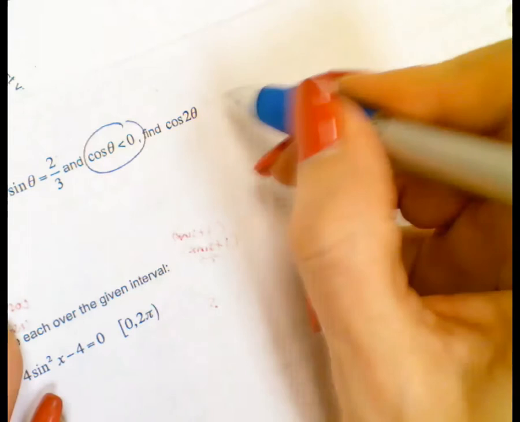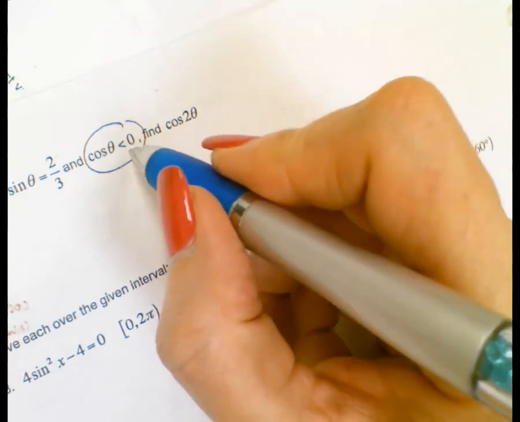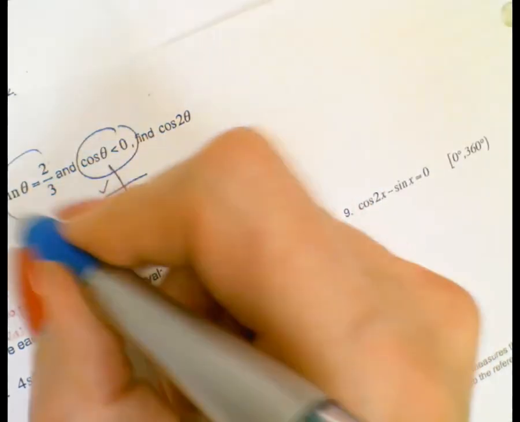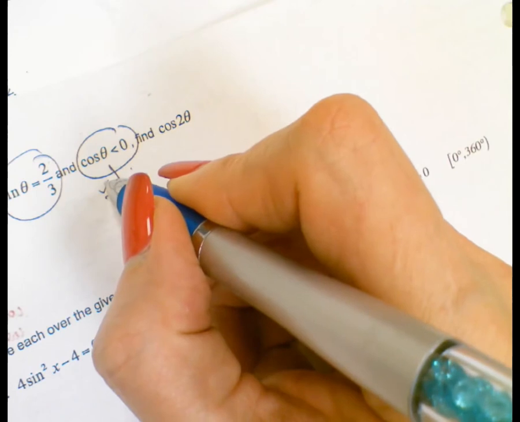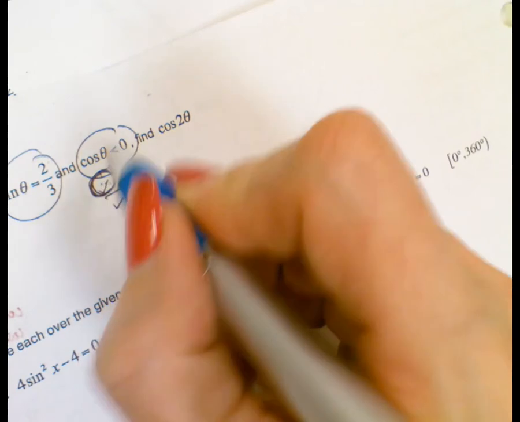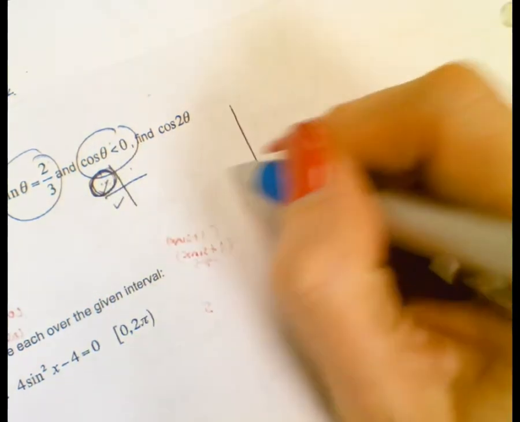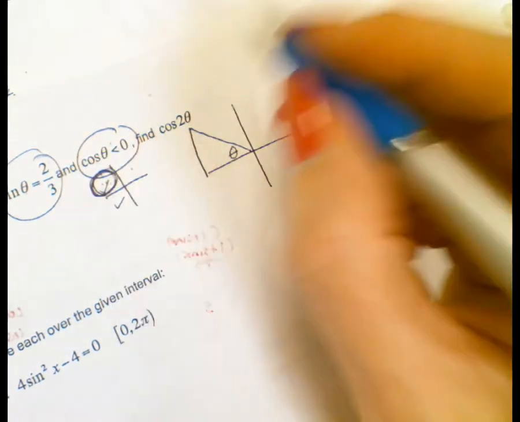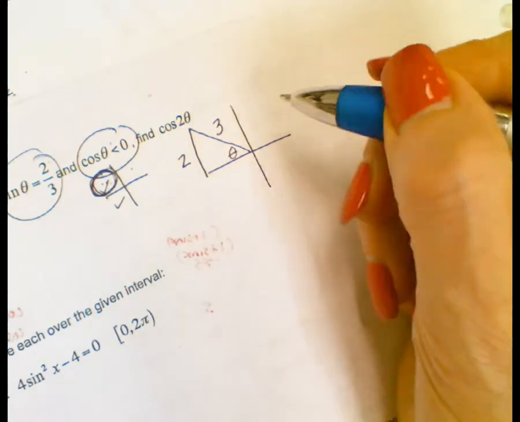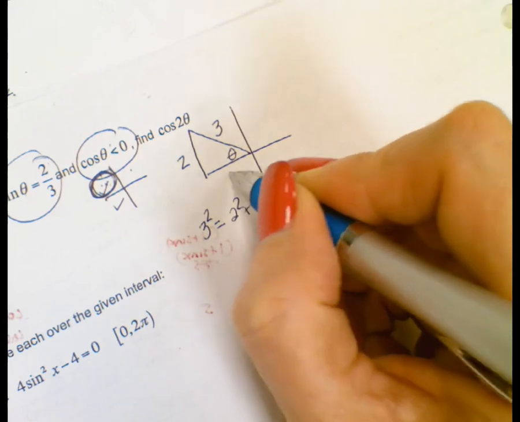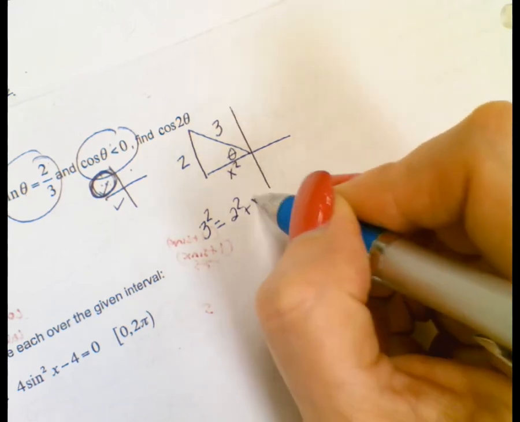All right. Given sine is 2/3, cosine is negative here and here, and sine is positive here and here. The quadrant that is both of these is the second quadrant. So in the second quadrant, sine is positive and cosine is negative. We need to draw a triangle in the second quadrant. Sine is 2/3, so that's opposite over hypotenuse. If you do your Pythagorean theorem, 3 squared, the hypotenuse, equals 2 squared plus this side right here, x squared, which by the way is going to be negative.